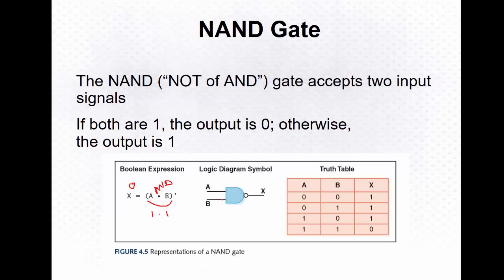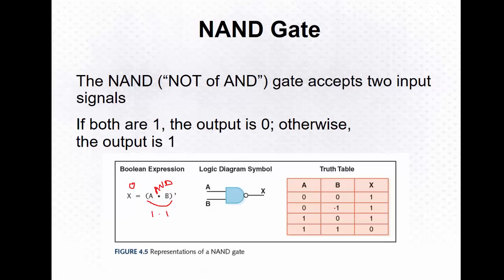Notice in the logic diagram, it looks like an AND symbol with that little circle inverter. So it takes, just do a logical AND, then flip it. That's what you're going to do. Okay, so 0 and 0 is 0. But then we're going to NOT it. So a NAND gate will NOT that result and we get a 1.